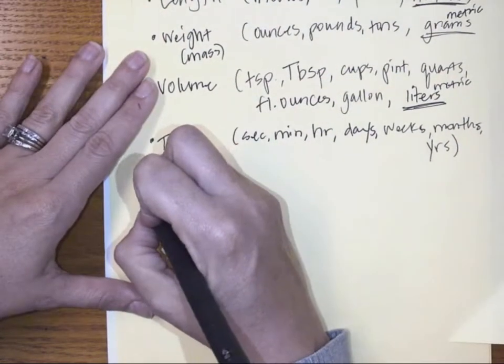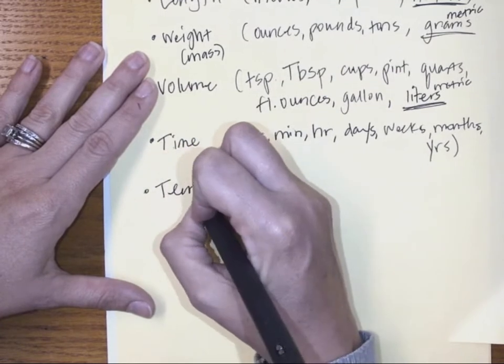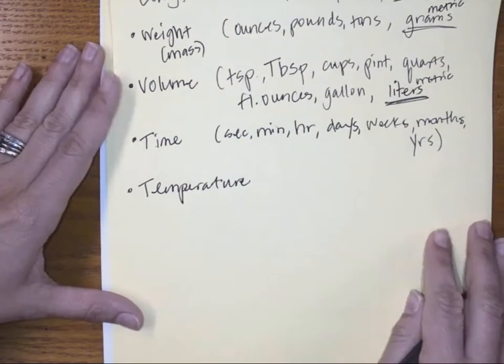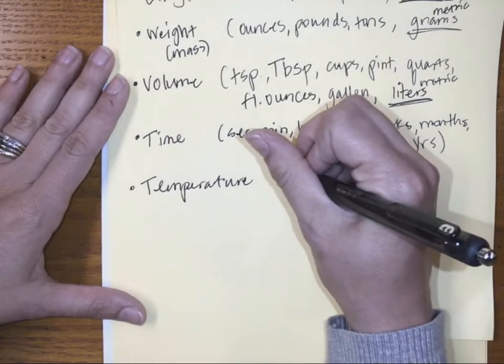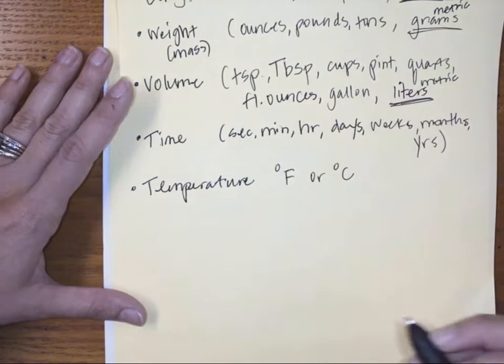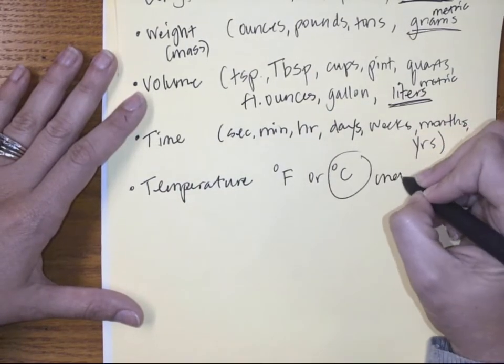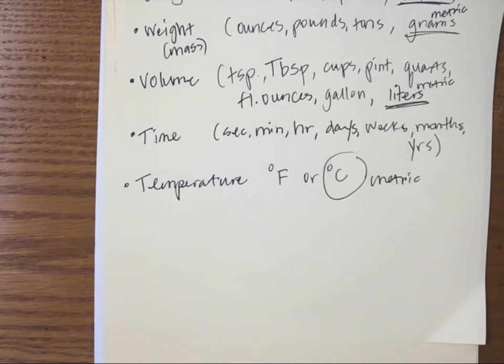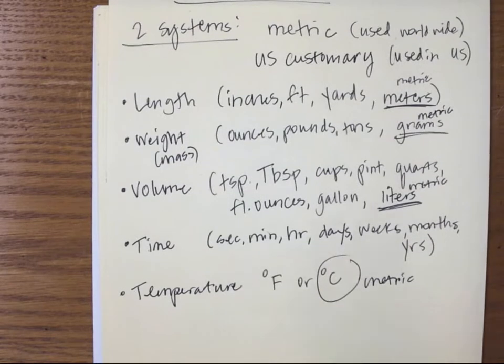And then the last thing we can measure is temperature. We can actually measure more things, but these are the main ones we're going to focus on. Temperature is measured in degrees Fahrenheit or degrees Celsius. Celsius is the metric system, what everybody else uses except for the U.S. So just from that, I hope that you see how measurement is a huge idea for our students. It's something that they're learning from day one.